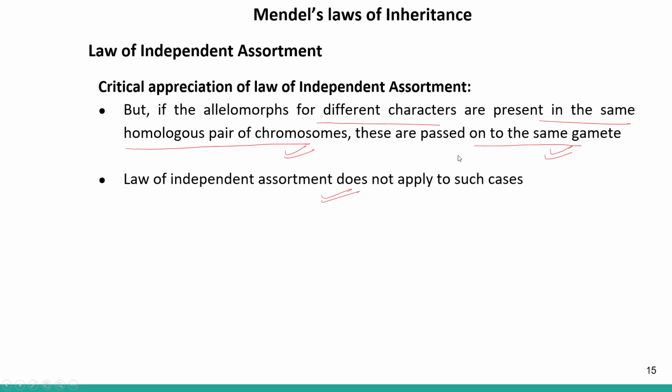So this is all about the Mendel law of inheritance. So that is what we discussed today, that is the law of independent assortment. Okay, the law of dominance and the law of segregation we have already discussed. So today we have completed Mendel's law of inheritance.